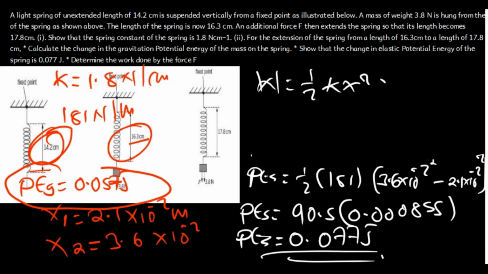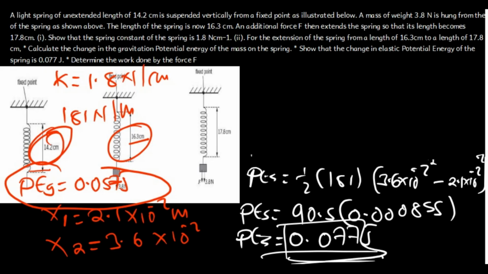Now, what I want us to understand is that here we have two things. We have the work done by the gravitational force and the work done by the one which we have found here, the elastic potential energy. So to find this, the work done by the force is going to be the work done by F. It's going to be the elastic potential energy minus the gravitational potential energy. That's all.